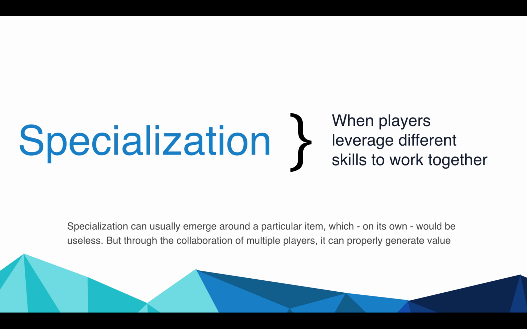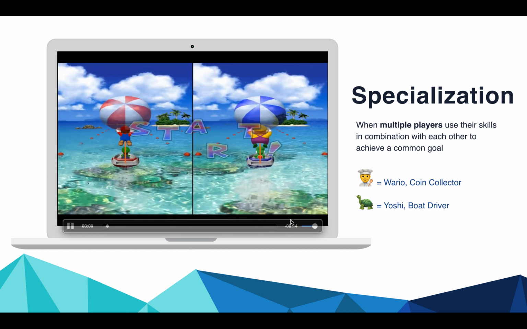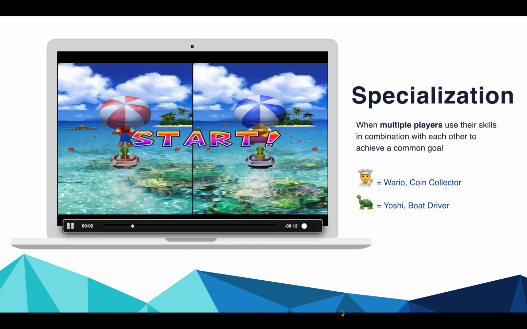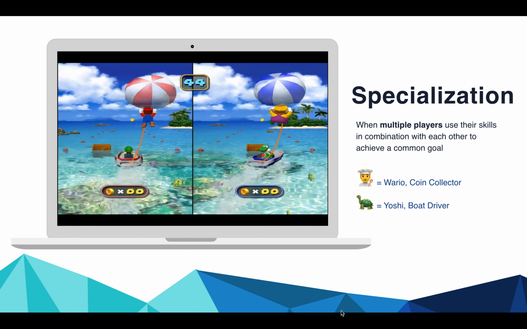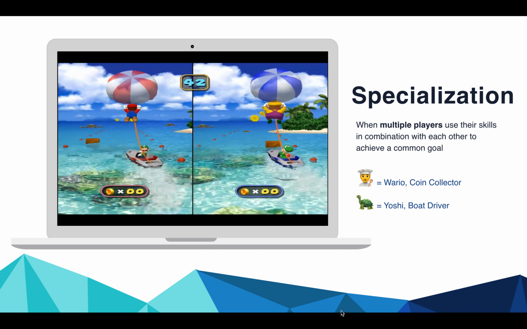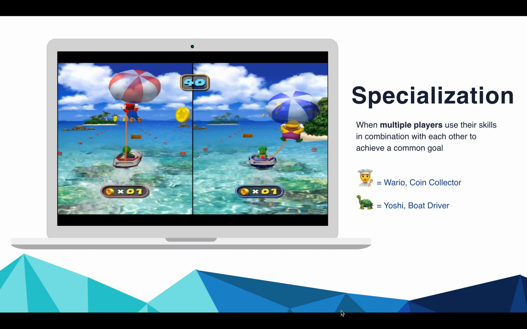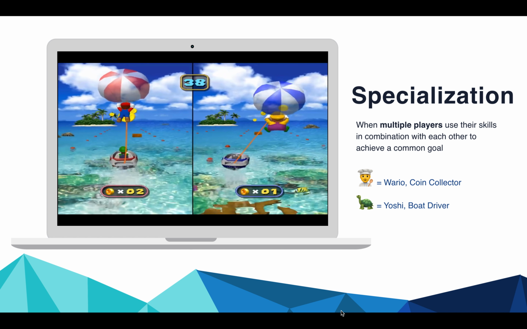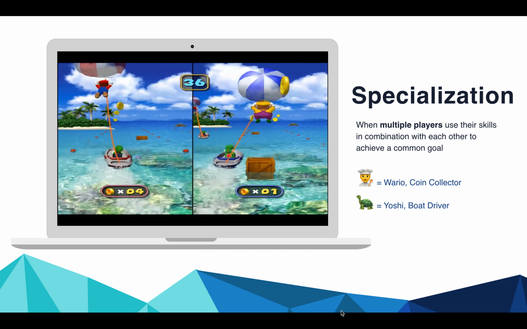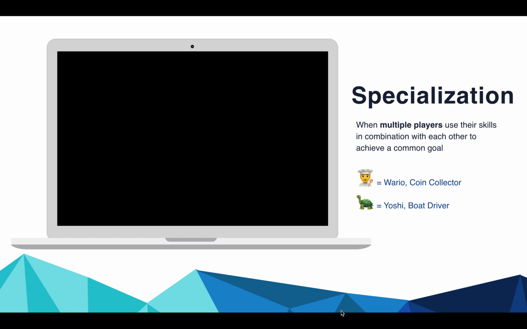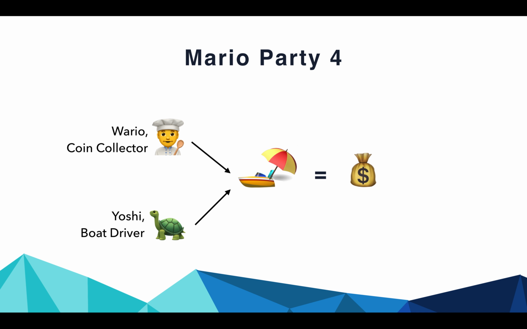Specialization can usually emerge around a particular item, which on its own would be useless, but through the collaboration of multiple players can generate value for everybody. And so here's an example. Here's an example of Mario Party, where Wario is the coin collector and Yoshi is the boat driver. Together they're working this item, the boat and parachute, in collaboration to collect tokens and hopefully win the race. And so that collaboration looks something like this.